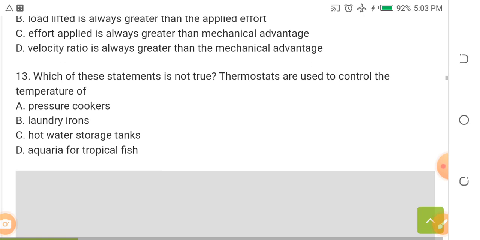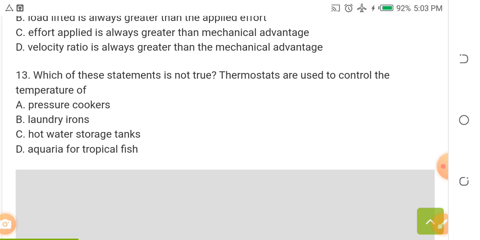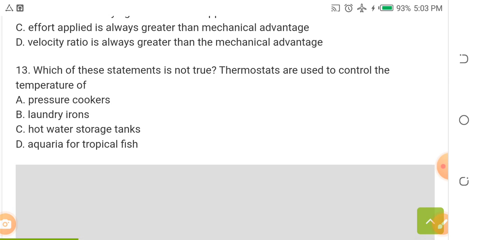Question 13. Which of these statements is not true? Thermostats are used to control the temperature of dash. A, pressure cooker. B, laundry irons. C, hot water storage tank. D, aquaria for tropical fish.